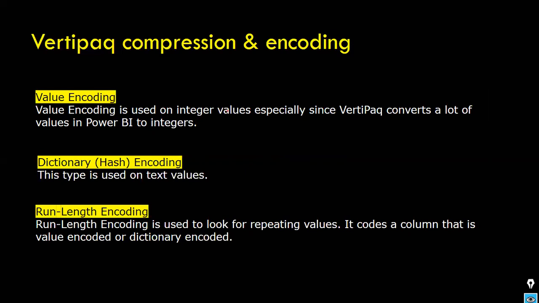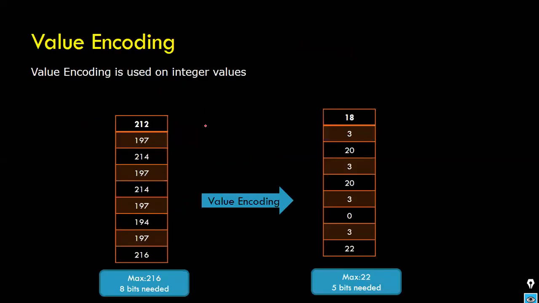In case of any integer values in your column, in your table data set, the value encoding compression technique is used. So it converts a lot of values in Power BI to integers. And the next one is the dictionary encoding. This is for text type of data. And run length encoding is used to look for repeating values. We'll directly jump into each and every type of technique and understand how it works. It's a very interesting one.